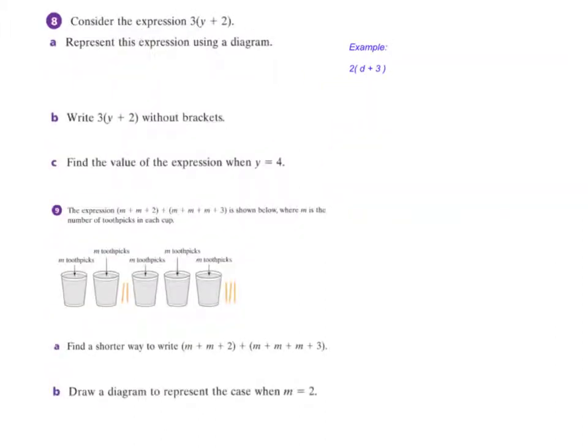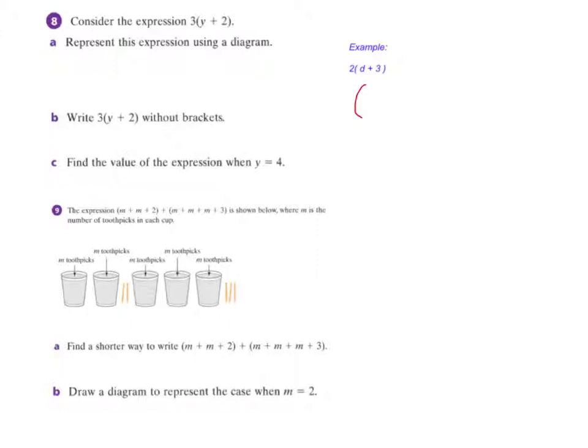Okay, now let's look at this one. It says consider the expression 3 and then in brackets y plus 2. So this brackets, it means 3 lots of y plus 2 represented diagrams. Well, I'm going to do an example over here and leave that one for you to do. So this time I've got 2 lots of d plus 3. So this brackets means 2 lots of d plus 3. So how would I draw that? It's 2 lots of d plus 3.